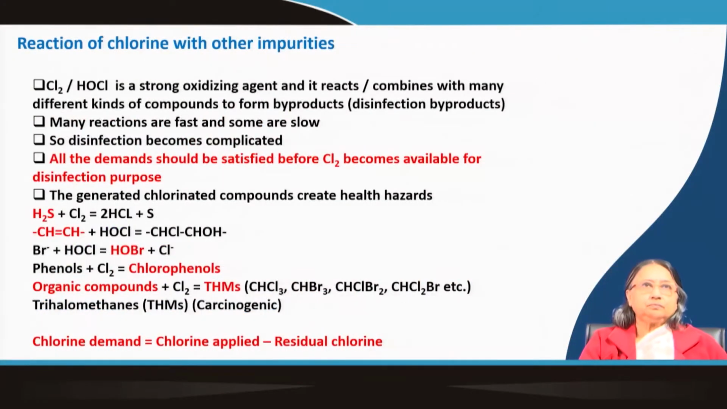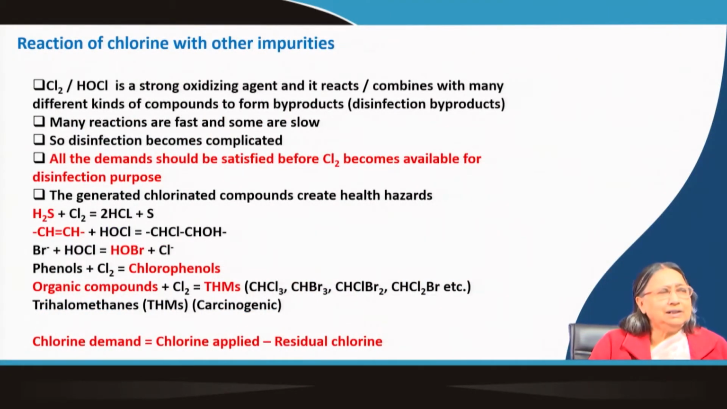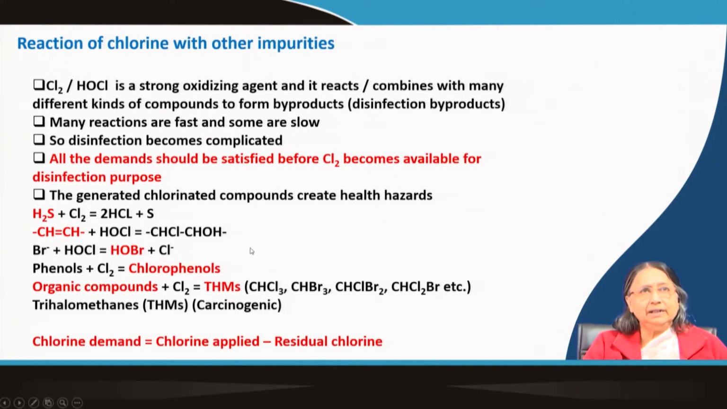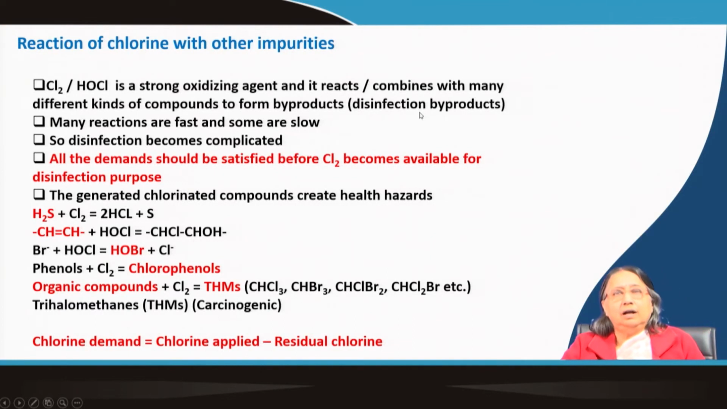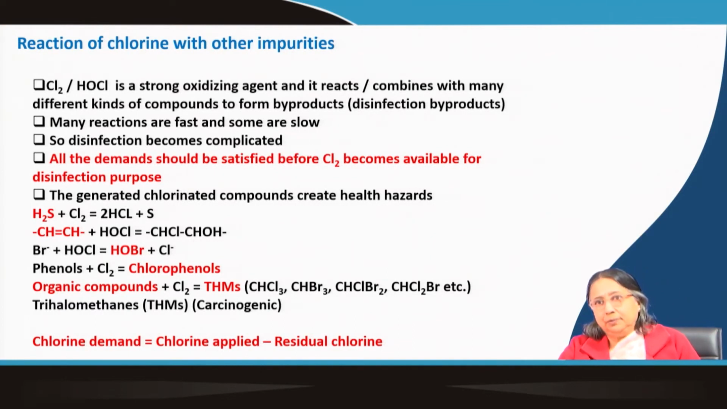Now, not only ammonia, but also other things may be present in the water. What are they and how do they react with the chlorine, that is also important. Chlorine and HOCl is a strong oxidizing agent, and it reacts and combines with many different kinds of compounds, and the products are called disinfection byproducts, DBP.